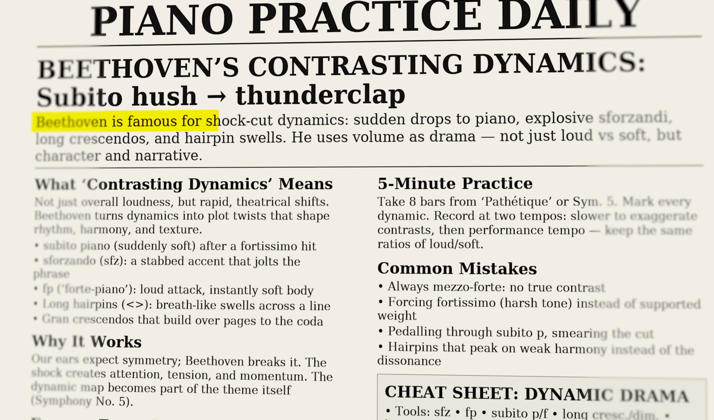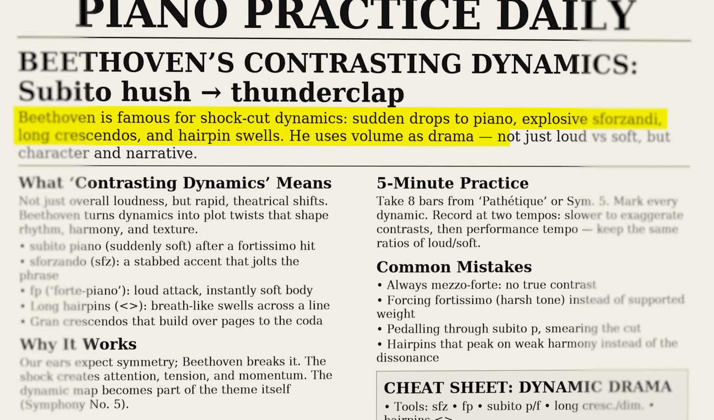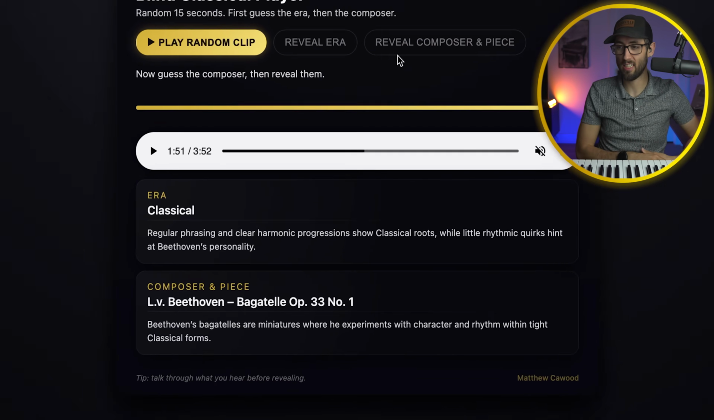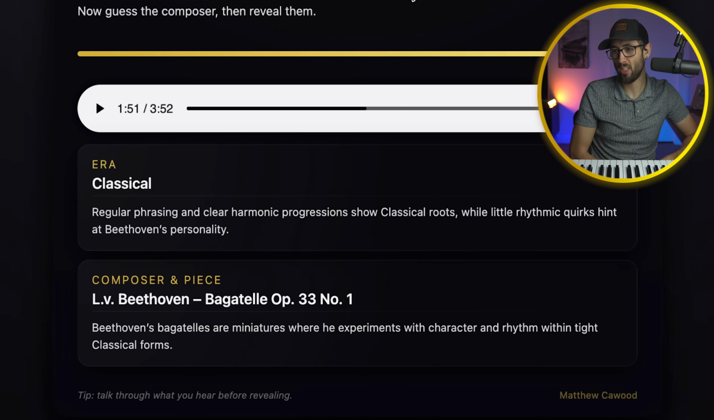Having said that, because we're hearing a random snippet in the middle of a piece, it doesn't sound very Beethoven-esque. Beethoven to me has much more contrasting dynamics, but you're not necessarily going to hear that when you hear 15 seconds in the middle of the piece. But I would have guessed someone like Schubert, probably. So if it is Beethoven, which I assume it is, then I wouldn't have got the point anyway. And it is, and it's an early piece. Beethoven's bagatelles are miniatures where he experiments with character and rhythm within tight classical form. So it does make sense that it's called the classical period when it's an early Beethoven piece. Okay, number 6.